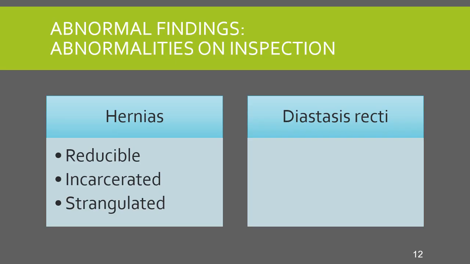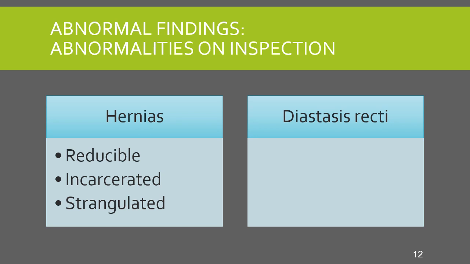Some abnormal findings on inspection would be an obvious hernia or a diastasis recti. Hernias can be classified as reducible, which means that when the patient is lying down and the abdominal wall is relaxed, you can push the hernia back through the abdominal wall with some pressure. And you can herniate fat, like mesentery. You can herniate muscle, or you can actually herniate gut. So you can actually have a bowel that has herniated.